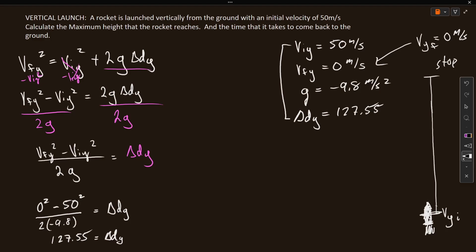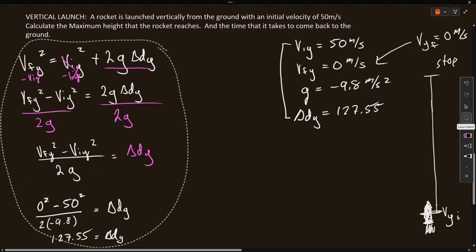All right. So now what we have is the second part, where we're trying to figure out the time that it takes to come back down. So let me erase this stuff here.